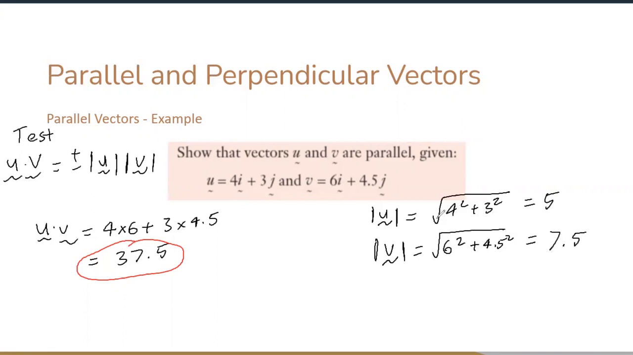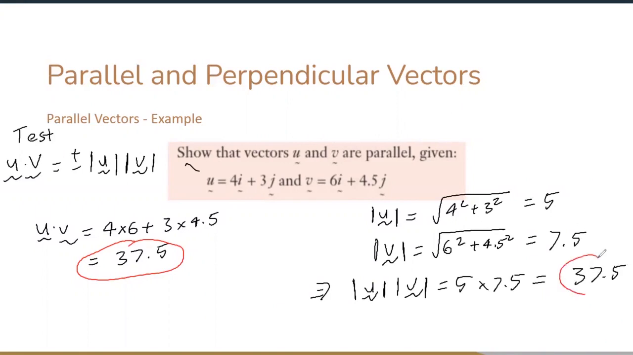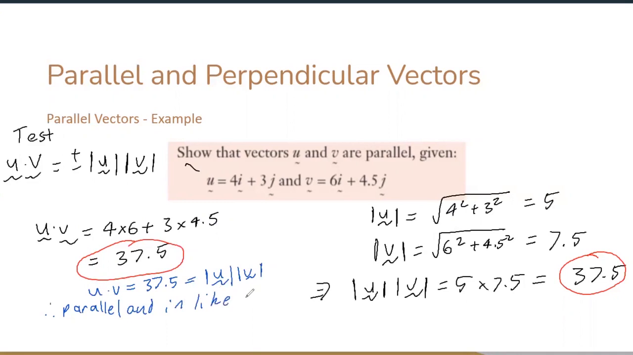So now, the moment of truth, we want to find the magnitudes multiplied. So this implies that the magnitude of u times the magnitude of v is equal to 5 times 7.5. Finally, if you put that into your calculator, you should get 37.5. So that is our magnitudes multiplied. So what we find is that u dot v is equal to 37.5, which is equal to the magnitudes multiplied, therefore parallel and in like direction. And it's in the like direction because it's positive magnitudes, not negative.